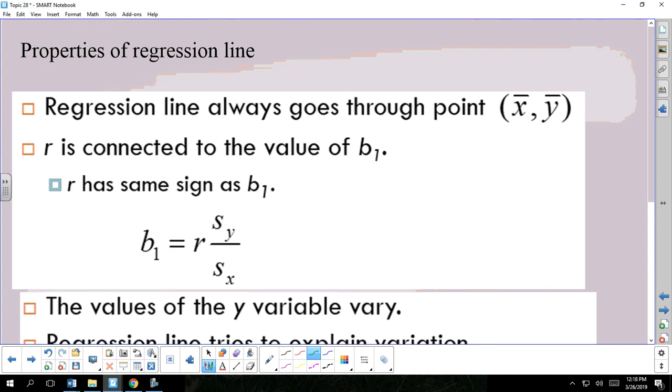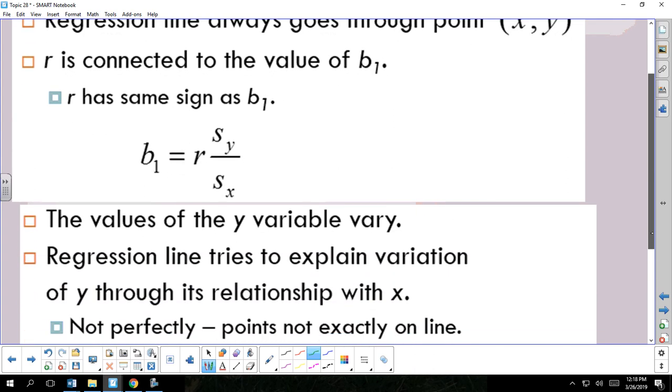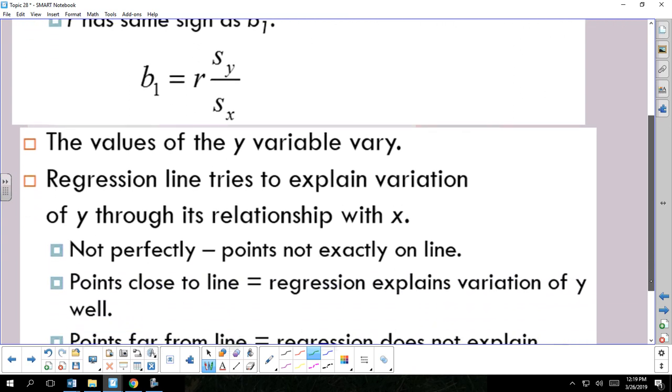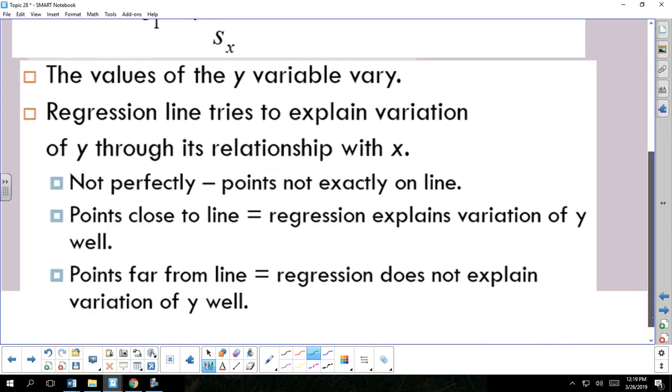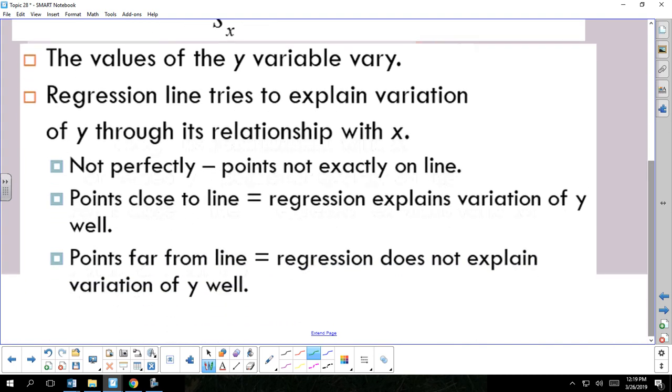The values of the y variable, the response variable, are what vary. The regression line tries to explain the variation of y through its relationship with x. It's never perfectly done. Points are not exactly on the straight line. Points close to the line, the regression explains variation of y very well. Points far from the line, the regression does not explain it well.